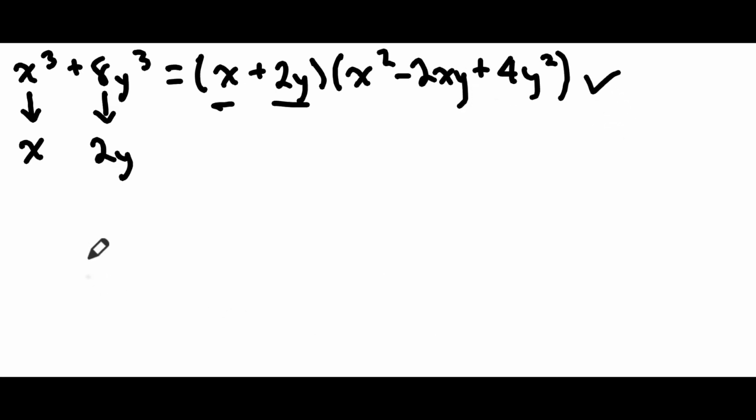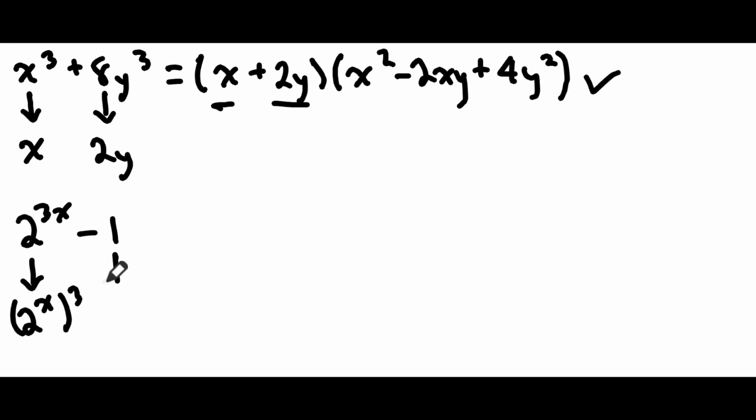Let's do another small example. Let's say we have 2 to the power of 3x minus 1, and I want to factor this expression. So hopefully we recognize that both these terms are cubes. And 2 to the power of 3x, it may not be obvious how it can be written as a cube, but we can rewrite it as 2 to the power of x, and this 2 to the power of x is then raised to the power of 3. So now we can clearly see that this is also a cube. And of course, for 1 itself, the cube root of 1 is just 1.